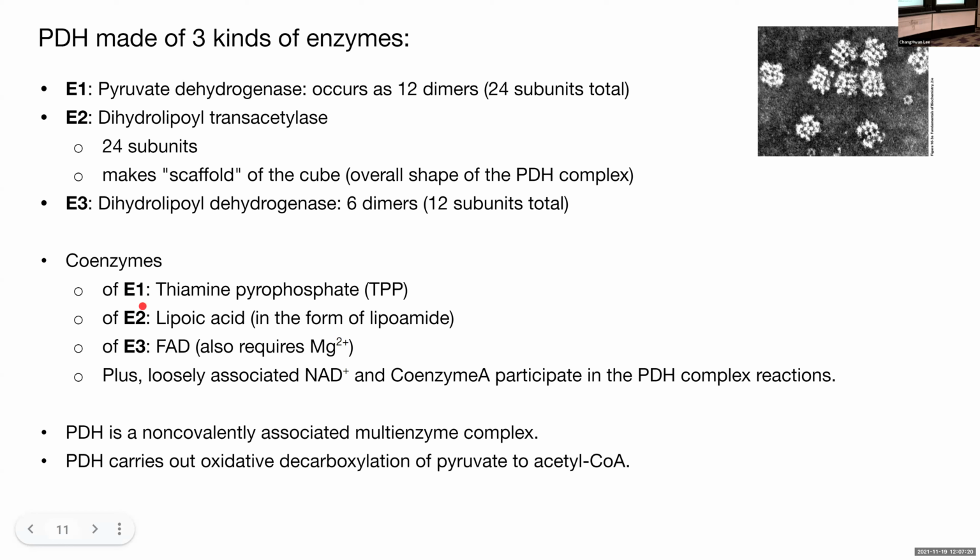So for E1, it uses thiamine pyrophosphate, or TPP. For E2, lipoic acid in the form of lipoamide, which we're going to look at more closely a little later on. And E3 requires FAD as well as magnesium cation. Also, NAD plus is loosely associated there too, for activation and recycling of the critical coenzymes here.